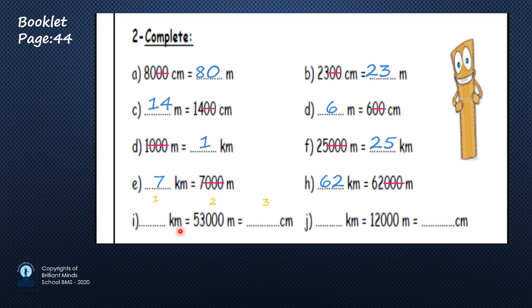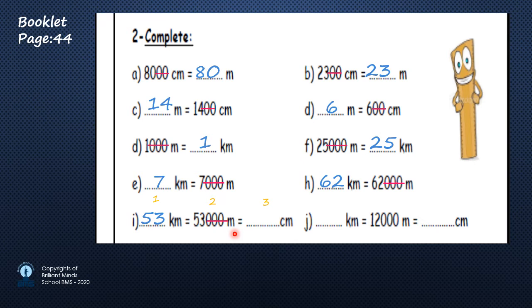Space kilometer equal 53,000 meter. What do you think here? We gonna cancel or we gonna multiply? We gonna cancel. I'm moving from small to big, so we gonna cancel. How many zeros we gonna cancel here? We gonna cancel 3 zeros, so the answer equal 53.